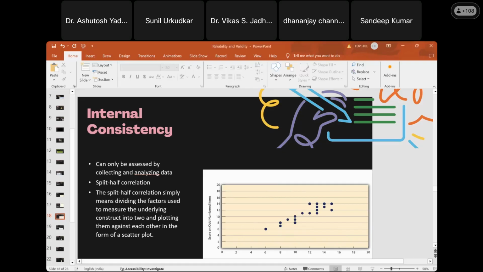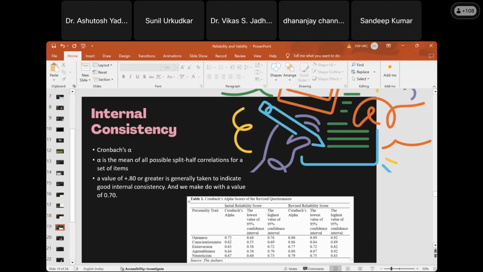There's another measure. Sir, should I ask one question? Yes, sir. You just mentioned internal consistency. So as a researcher, how do we go ahead with this? What are the steps? Could you explain that? Yes sir, that is what I explained, what you will do for internal consistency.